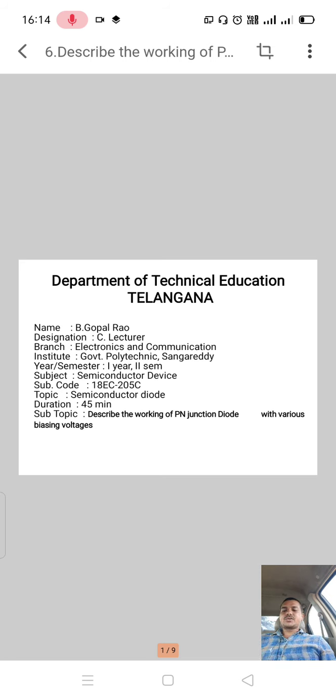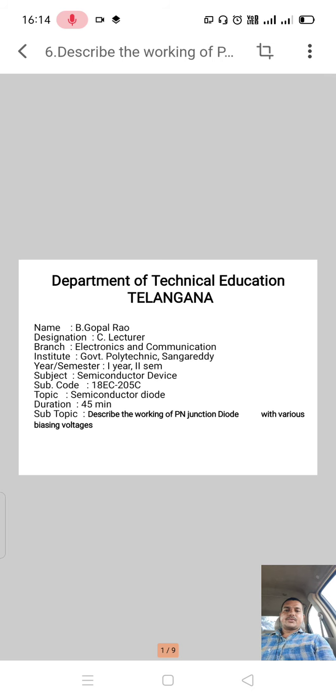So we already discussed the topics previously. PN junction diode formation we have already discussed. Now you can see PN junction diode forward bias and reverse bias, working of the diode under forward and reverse bias conditions, and current components of the diode.